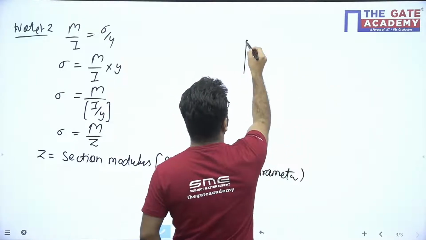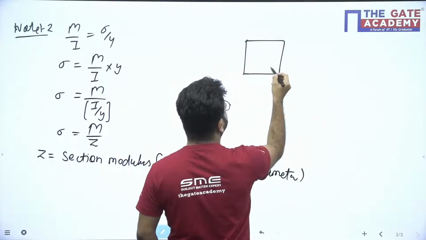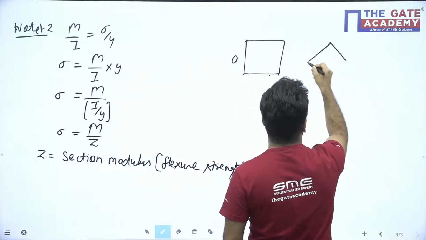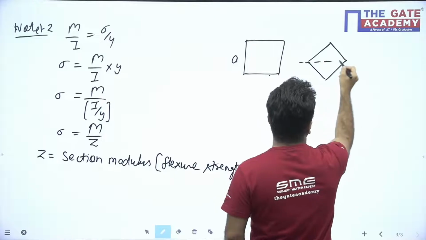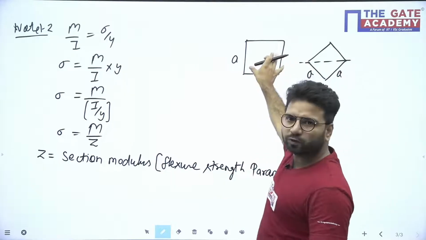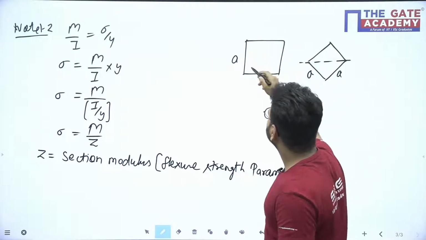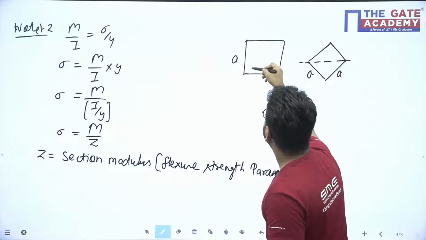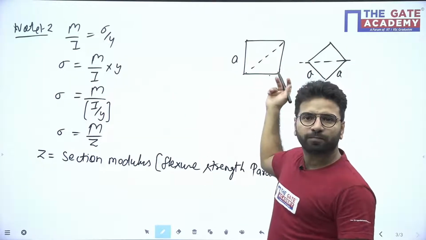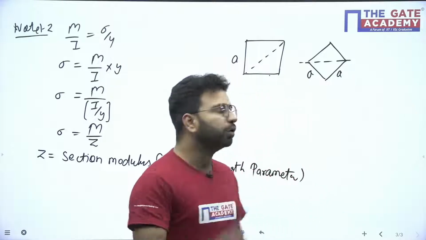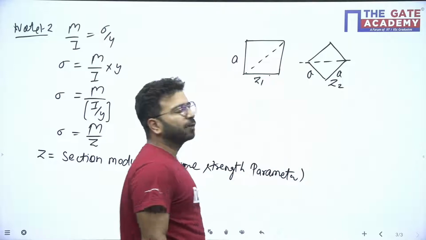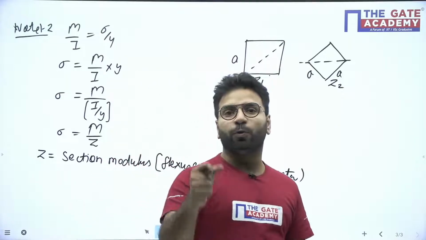If I take one square of side A, and this square I put like that, this is again a square, called a diamond section actually. I rotated this square and I am putting it on the diagonal. This diagonal is horizontal. Which section will be strong? You will calculate Z for this. Let us say this is Z1, this will be Z2. You will calculate Z1 and Z2. Then you will notice which is more.